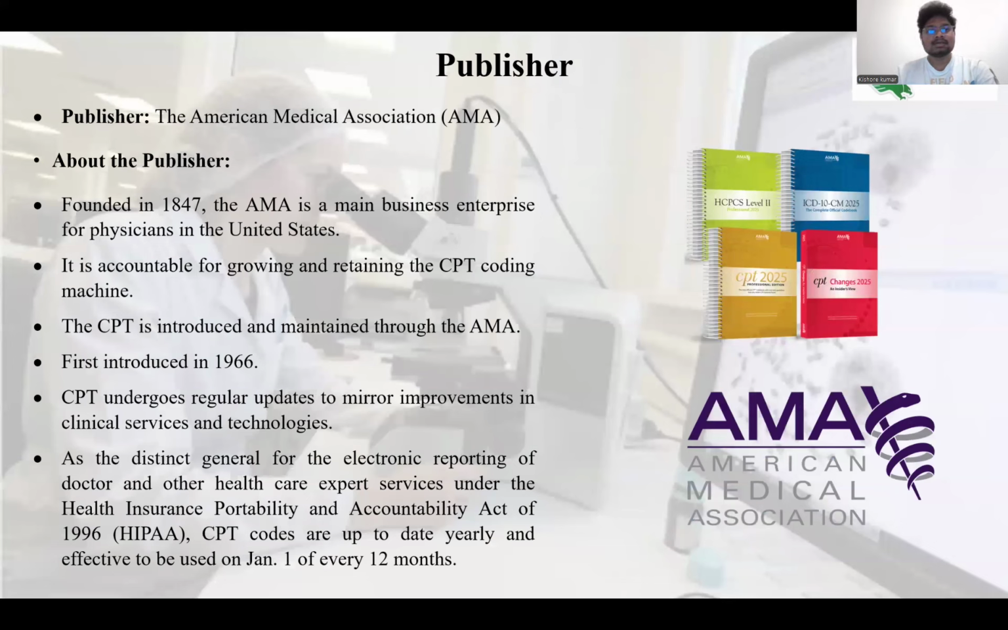Publisher. The main publisher of CPT is the American Medical Association, also known as AMA. Regarding the publisher, it was founded in 1847. The AMA is a main business enterprise for physicians in the United States, but nowadays people all over the world are using AMA services. It is also accountable for growing and retaining the CPT coding system.